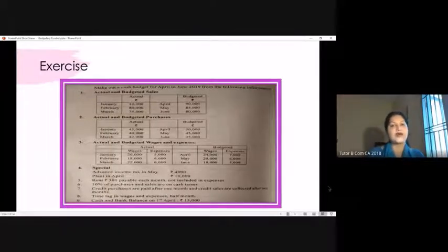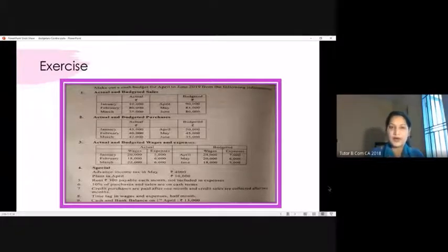To summarize our yesterday's class, we were talking about cash budget, which is a functional budget, and it helps us to anticipate the movement, the receipts and payments that are going to happen within our organization in the budgeted period. So that's why we prepare the cash budget.